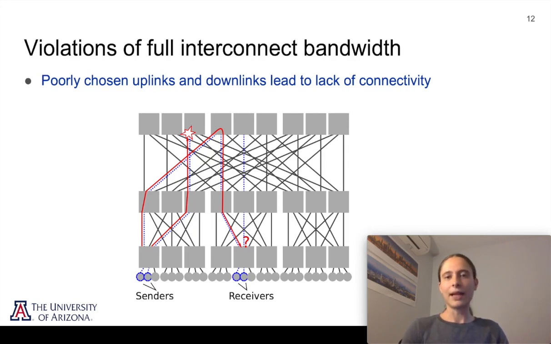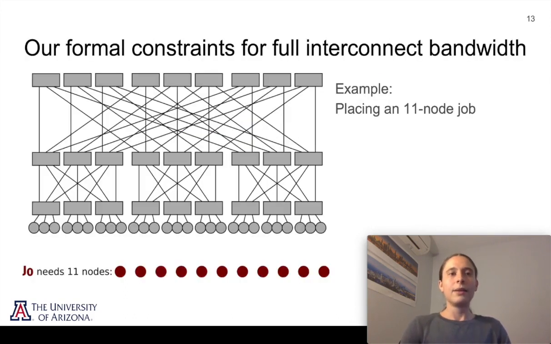So because we have not carefully selected which L2 switches and spines to connect to, there's still a lack of connectivity and the full bandwidth is violated. With all those in mind, we have developed a set of constraints for node and link allocation, which turns out to be the minimal constraints required to provide full bandwidth in a partition.